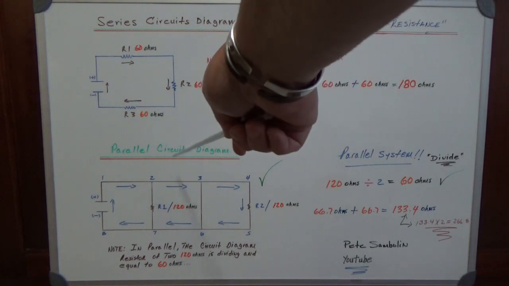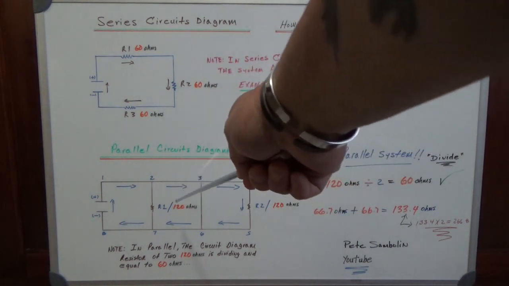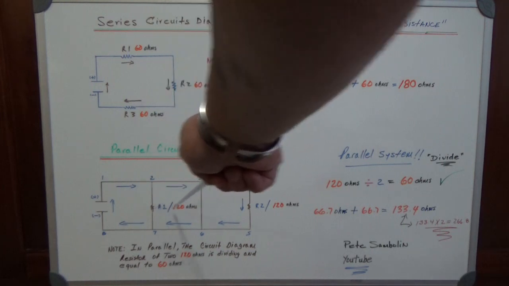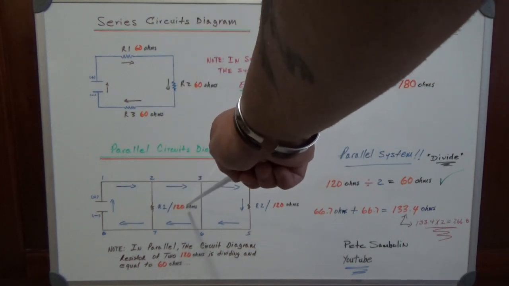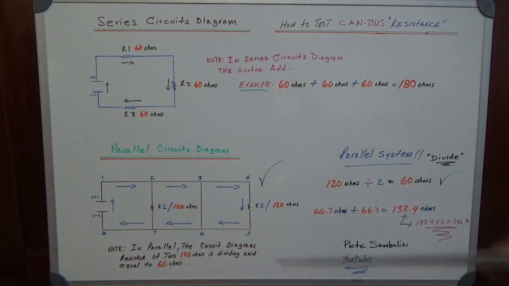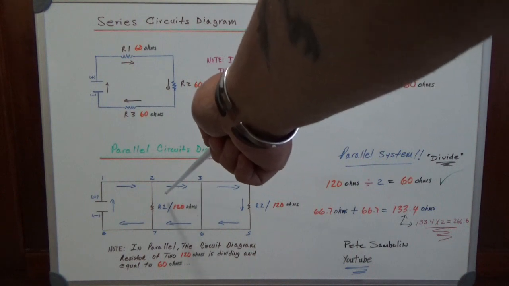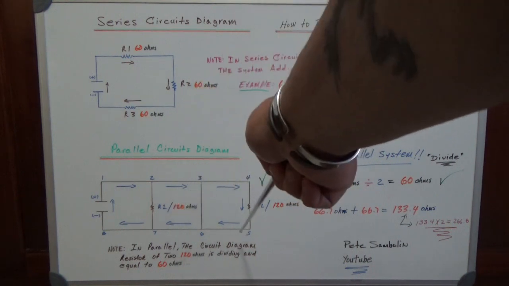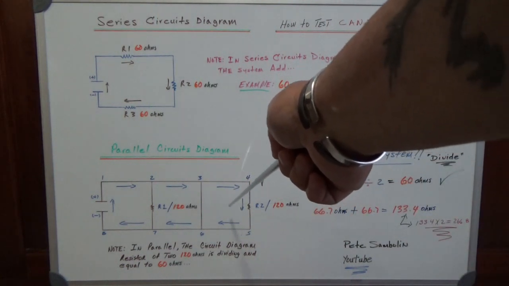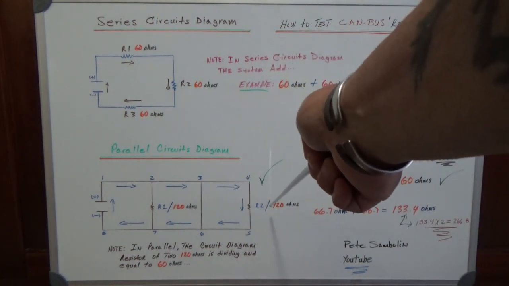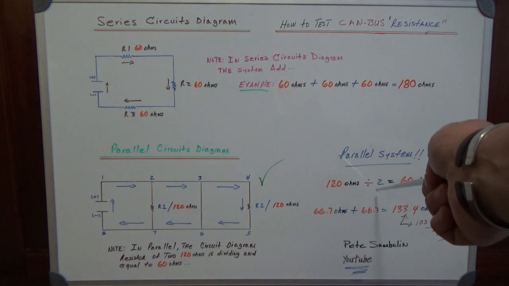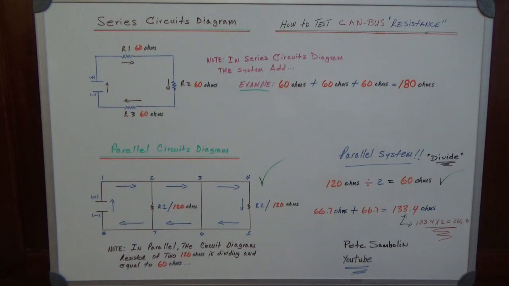circuit. Now in a parallel circuit, we've got two resistors here, this one and this one, and each one has 120 ohms. Because the parallel circuit divides, that will be 60 ohms. So two resistances divided: 120 ohms divided by 2 equals 60.